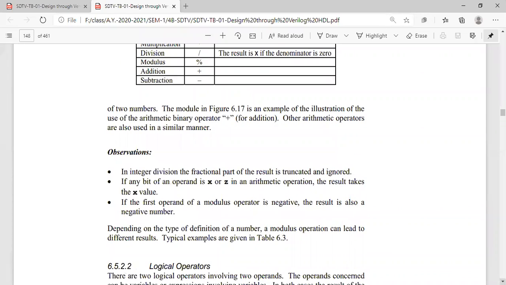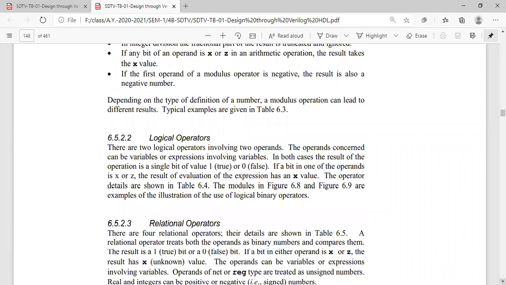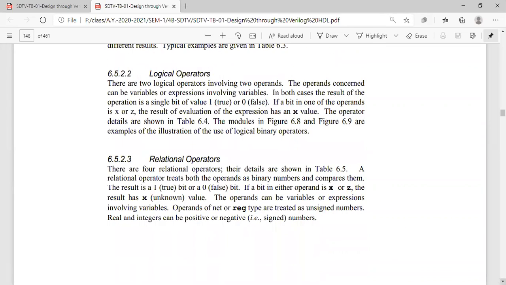Some observations over those. Generally in integer division, the fractional part of the result is truncated or ignored. Truncated means you don't consider it, you remove that fractional part. We also have some logical operators and relational operators. In the logical operators, we use 1 for true and 0 for false. You can also see the table here, 6.4.